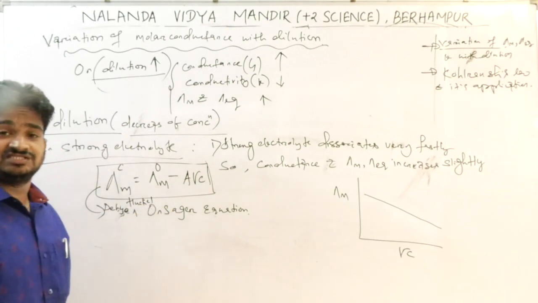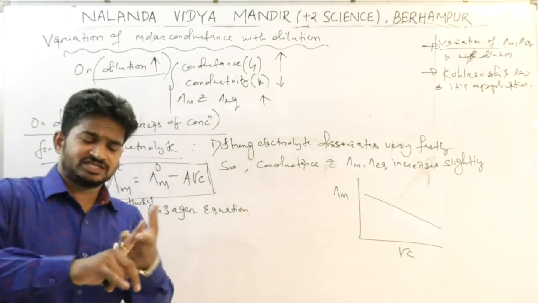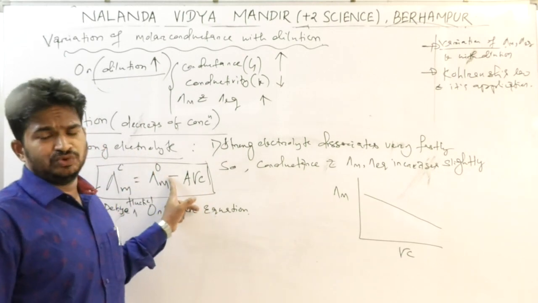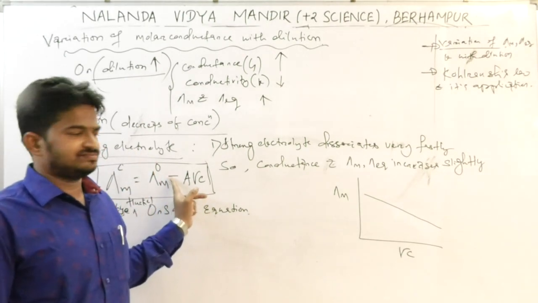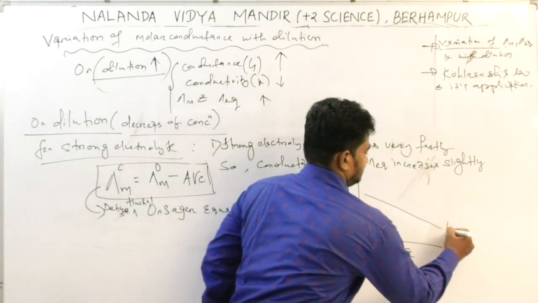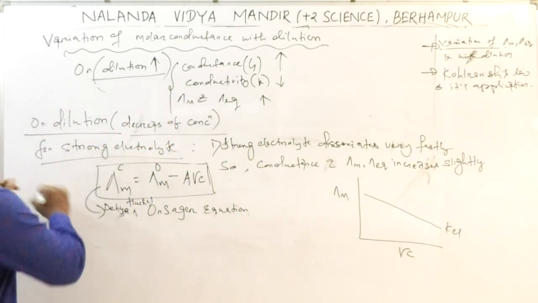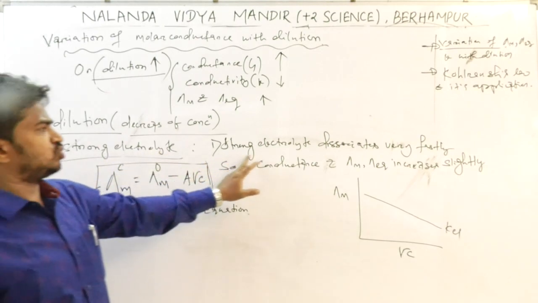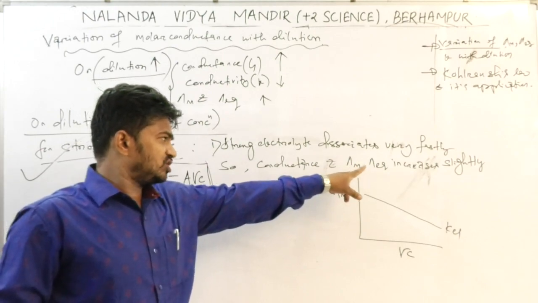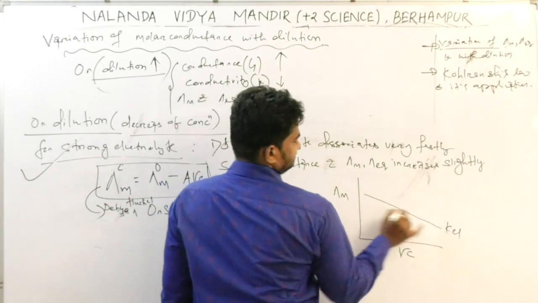Debye-Huckel is one of the scientists who made these equations by experimenting on the conductance, molar conductance, equivalent conductance, and conductivity of strong and weak electrolyte with dilution. Okay, this is the graph for strong electrolyte. Let it be KCl, potassium chloride. Strong electrolytes dissociate very fast, so conductance, molar conductance, equivalent conductance increase very slightly, only slightly.